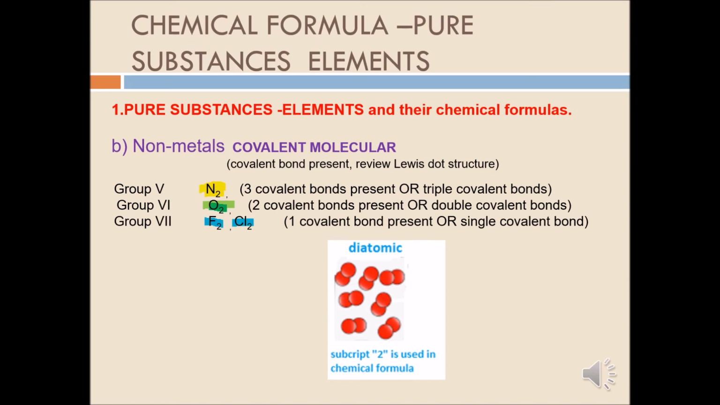And the last group we are looking at is group 7 elements. They are fluorine, chlorine, and they are all written with a little subscript 2. So fluorine, F with a subscript 2, chlorine, Cl with a subscript 2.